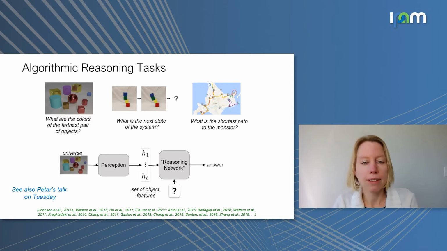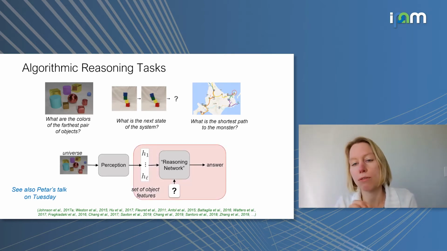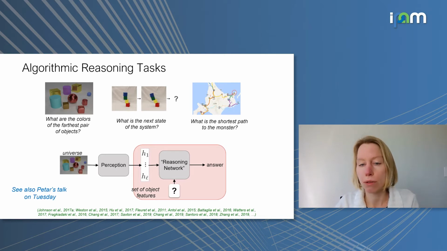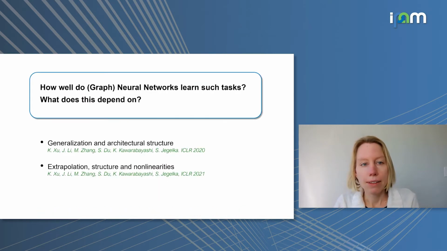Now, this is essentially similar to what Peter talked about on Tuesday, but different from his talk, today I would like to focus on the second part of this pipeline and try to understand how you could learn this reasoning. So what I will assume is that we already have done the perception, and we already have our objects encoded in some form as feature vectors, like maybe the colors, the positions, etc. And we're just trying to learn to answer a question. So we're essentially just learning the algorithm. And what I would like to understand here is how well can different neural networks learn this reasoning task, and why or why not can they?